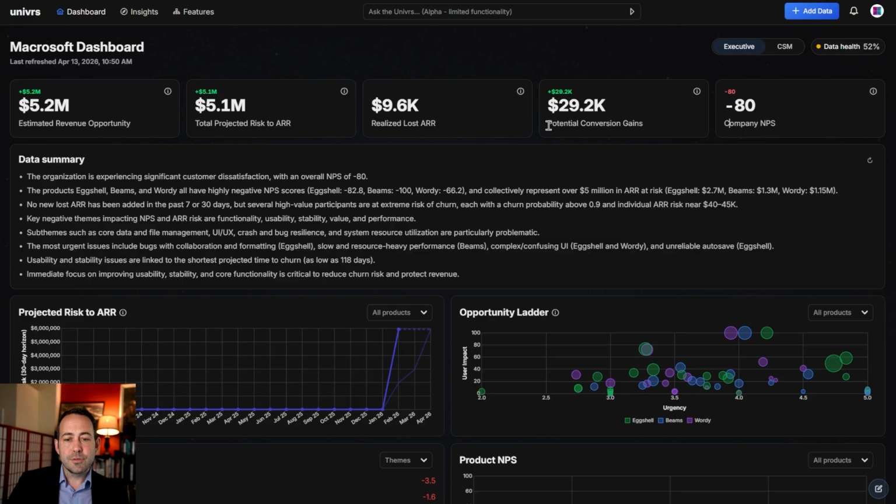So potential conversion gains is actually from sales calls currently. So we're doing an assessment of that conversation. We're seeing how much do we think that this particular negative inflection point in a conversation had to do with the lack of conversion for a particular potential customer, right? So we're only looking at calls and transcripts from people that did not convert.